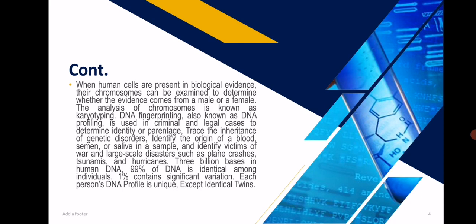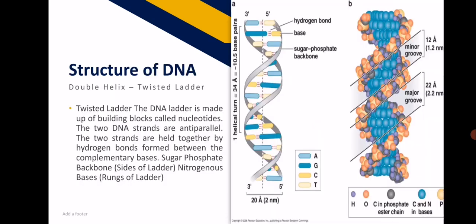DNA fingerprinting, also known as DNA profiling, is used in criminal and legal cases to determine identity or parentage, trace the inheritance of genetic disorders, identify the origin of blood, semen, or saliva in a sample, and identify victims of war and large-scale disasters such as plane crashes, tsunamis, and hurricanes. There are 3 billion bases in human DNA, and 99% of DNA is identical among individuals. The remaining 1% contains significant variation. Each person's DNA profile is unique, except for identical twins.